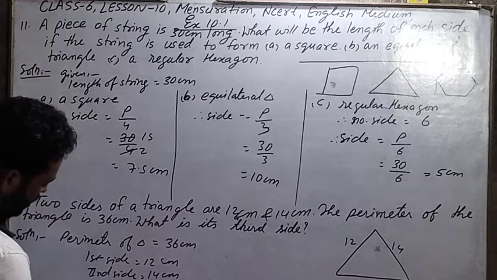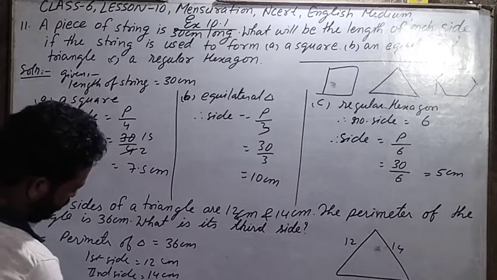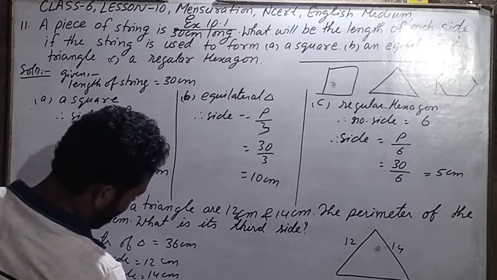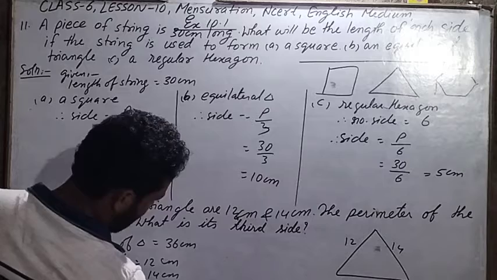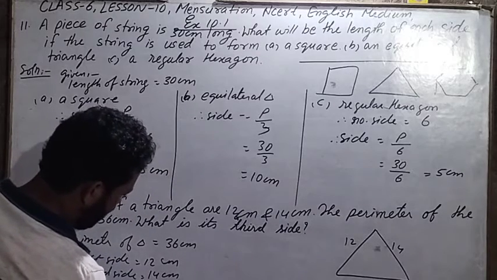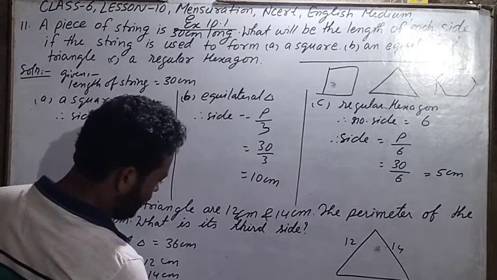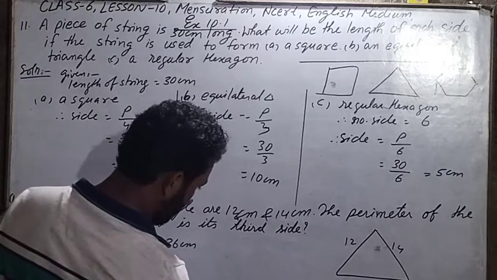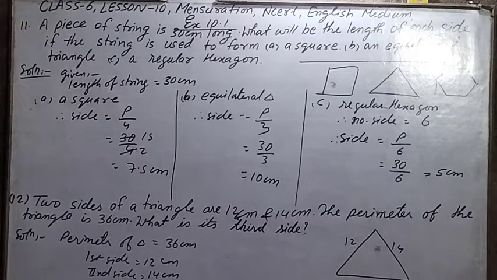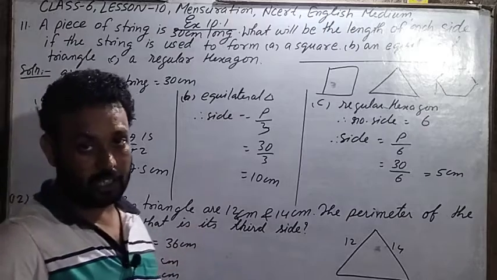Therefore, third side is equal to perimeter minus sum of the two sides, that is perimeter minus (12 plus 14). So it will come perimeter, that is 36 minus 26, that is 10 centimeter. So question number 12, you have seen how to do. Now question number 13.